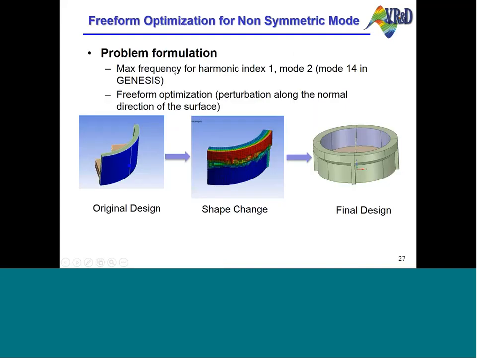Here is one example. We use the same example. We are using freeform optimization to optimize for the non-symmetric mode. So we want to maximize the frequency for harmonic index 1 and mode 2, which is mode 14 in Genesis. And we use the freeform optimization to perturb the external surface and maximize the frequency. Here is the shape change result. It creates some ribs on the outer surface. And this is the design that is interpreted with the CAD software.